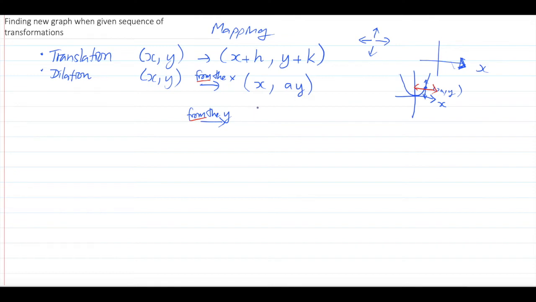And same thing from the y. It does not impact your y value. It actually impacts your x value. So moving horizontally, shifting away or closer to the y-axis over here. Okay, so in this case, it's going to change our x value, but our y value stays the same. So that's dilation from both axes.